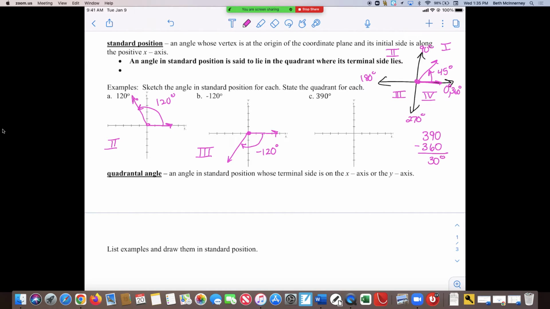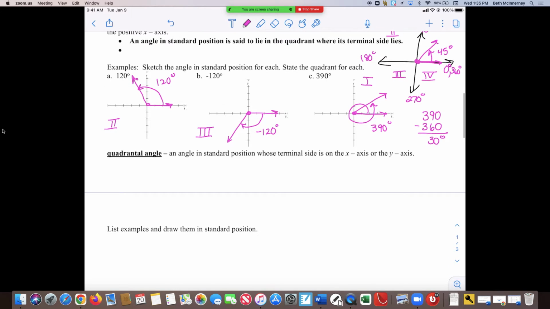So watch what we're going to do. That's going to be not halfway in the first quadrant, but I need to indicate that I did a full time around plus 30 degrees more. So I start at the x-axis and I draw it like this. And guess what? I'm not going to say 30. I'm going to label that 390 degrees. Does that make sense? Okay, cool. And what quadrant is this one? 1. That's the first quadrant.